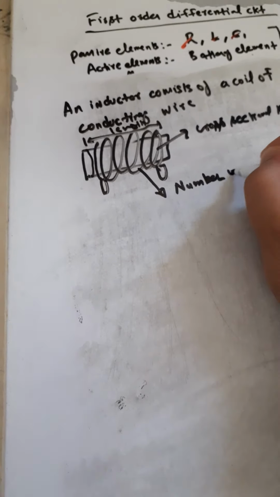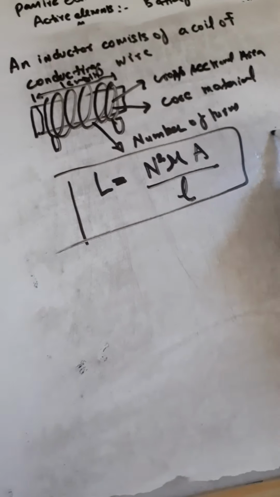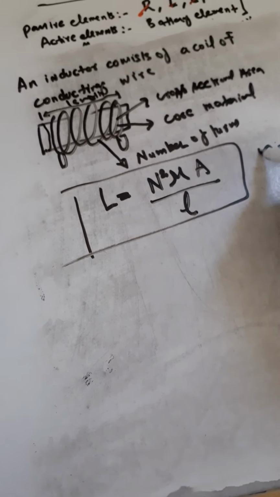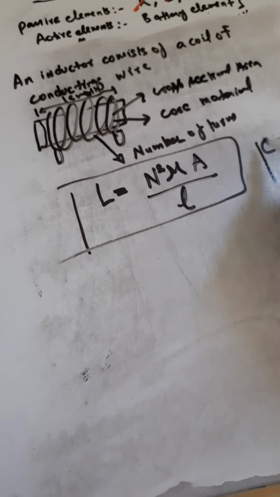So inductance can be defined as N squared mu naught A divided by the length, where N is the number of turns, mu naught is the permeability of the core material, and A is the cross sectional area. So this is actually what inductance is. Just as in capacitance we have shown you epsilon naught A by d, this is my inductance over here.